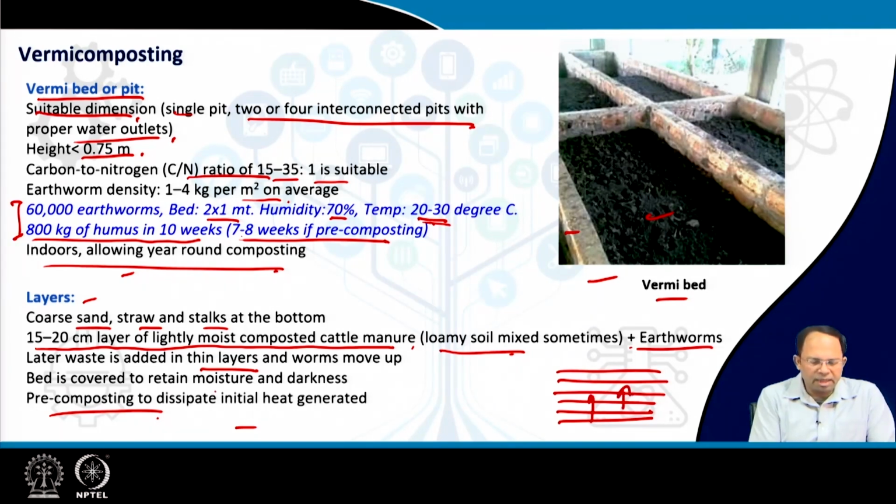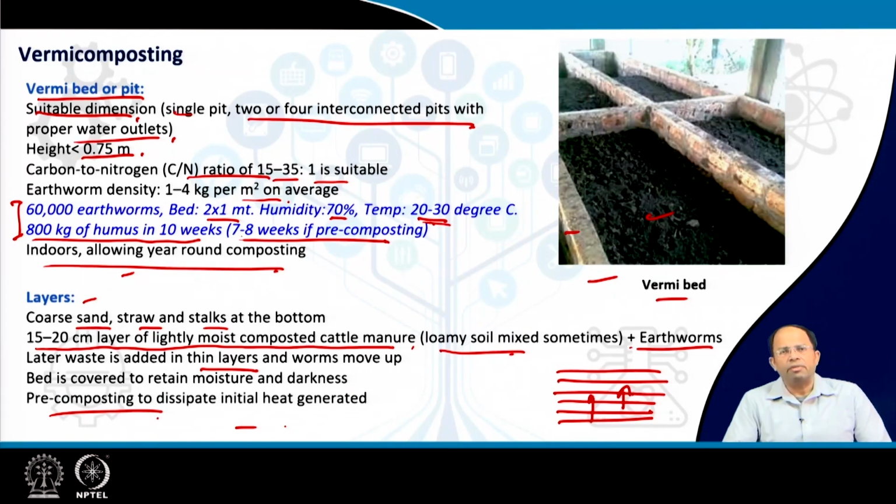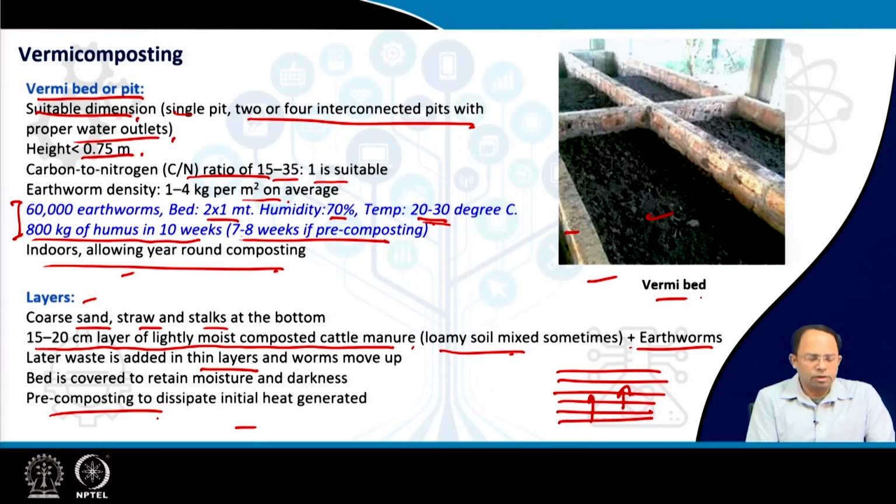Bed is covered to retain moisture and darkness, and pre-composting to dissipate initial heat generated, that we have already discussed. So once the layers are done, then at the top we usually cover the bed to retain moisture and darkness, because the worms require darkness, and usually that actually helps the process to go faster.